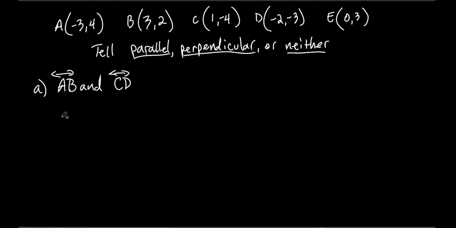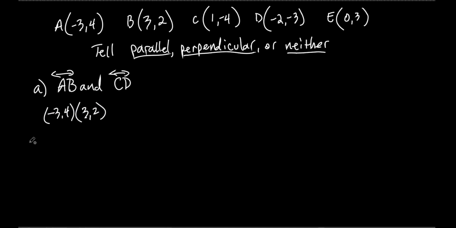So how do I find the slope if I know 2 points? Well, you just did a homework on it last night, didn't you? That's what we're going to do right now. We're going to find the slope of line AB. Let's write it down. We got time. So -3, 4, and 3, 2. I want to find the slope between those 2 points.